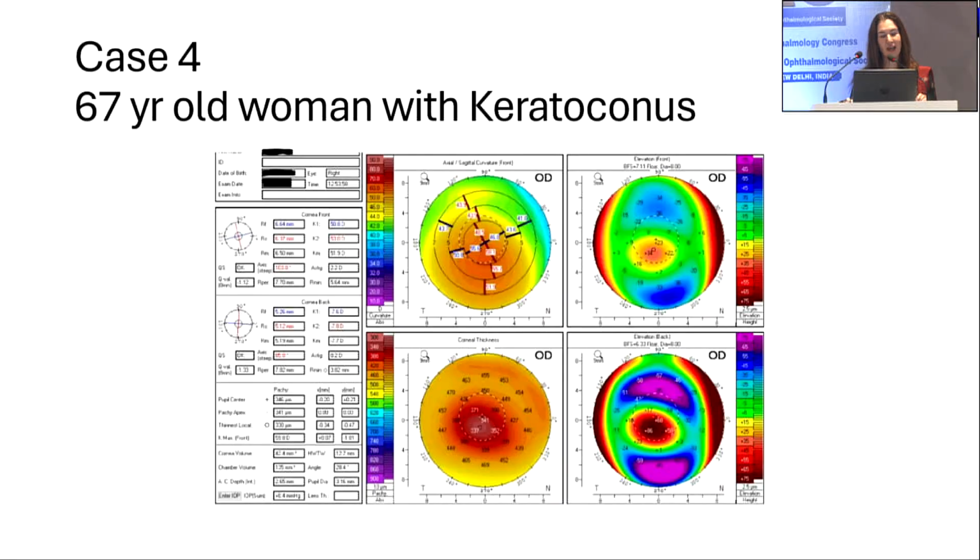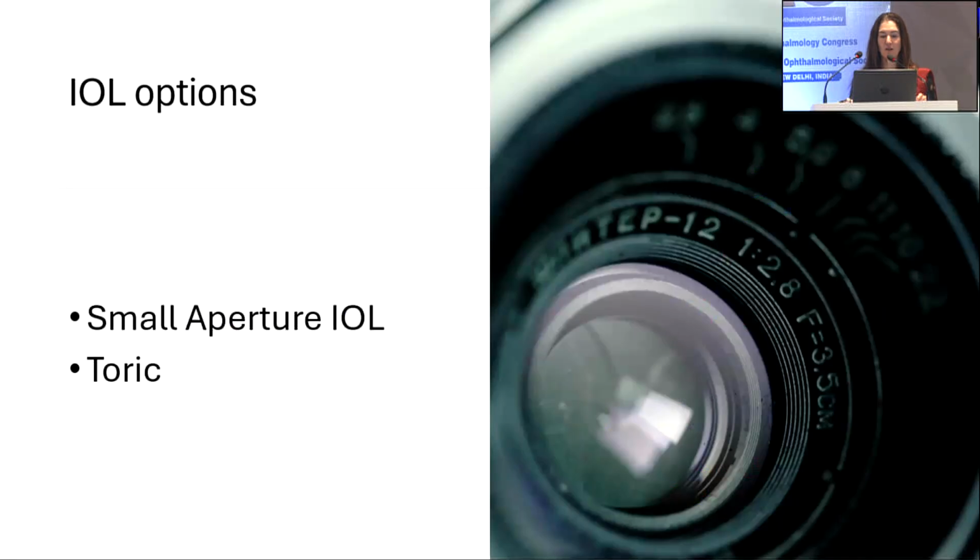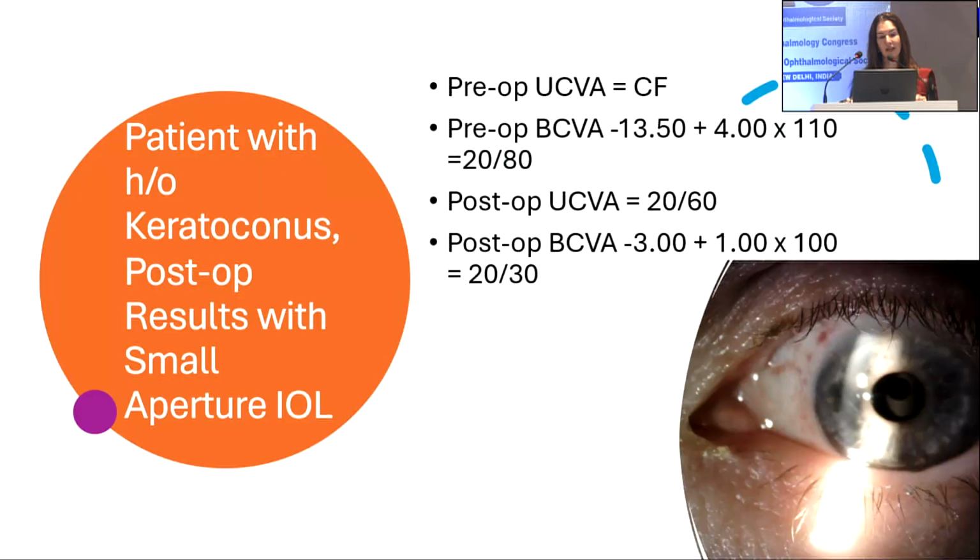This is another case. This is a 67-year-old woman who came to see me with a history of keratoconus. And for her, she also had a cataract. Options: just because a patient has keratoconus doesn't mean that they don't deserve to get the best vision possible. And if appropriate, I offer them either a small aperture, the IC8 lens, or a toric lens. Both can work very well with the right patient selection.